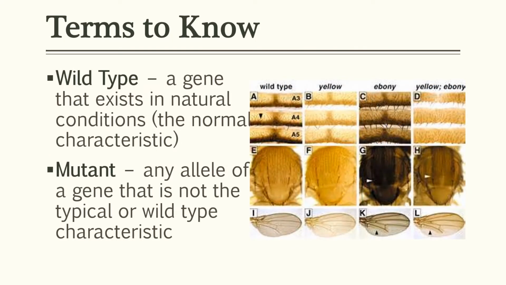So there's a couple terms to know. The first is wild type. This is what scientists use to describe a gene that exists in its normal, natural environment. This is what you'd find naturally occurring. A mutant is just any allele of the gene that's not typical or not wild type, or that we've induced to be a little bit mutated, essentially.